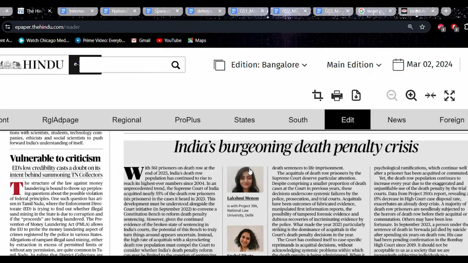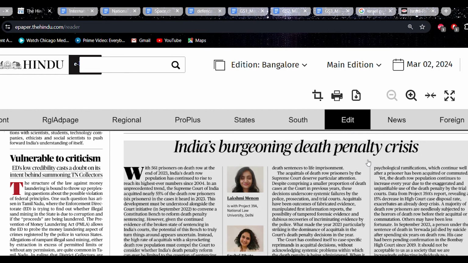Similarly, coming to this, see, first of all, you should be knowing all the syllabus by heart. What is there in GS paper 1, GS paper 2 and GS paper 3. Because when you read a heading, you should exactly come to know under which topic it falls. See here, India's burgeoning death penalty crisis. This comes under GS paper 2.